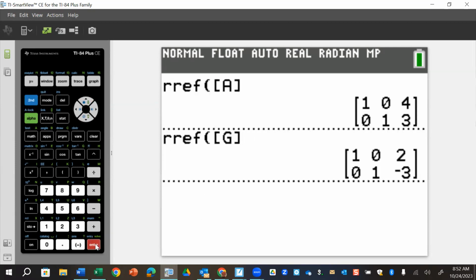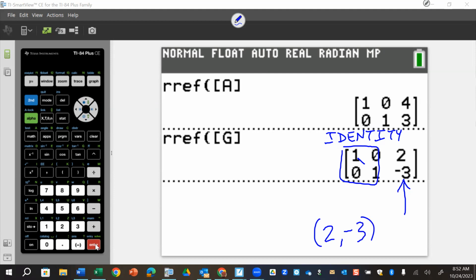And what do we see? What's this thing called again? Whenever you see the cascading ones and nothing else, this is called the identity matrix. And when you see it, these are the answers. So what are the answers to comma negative 3?